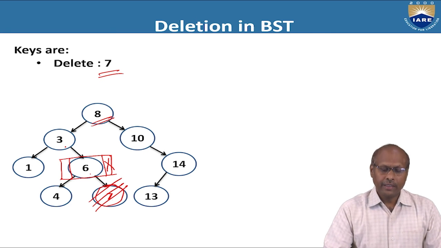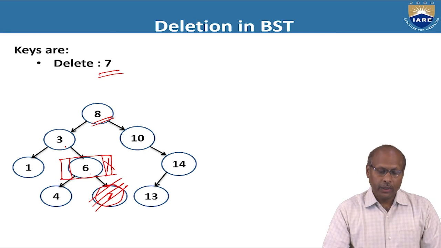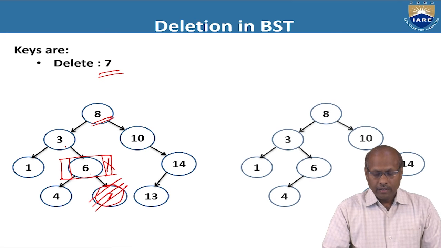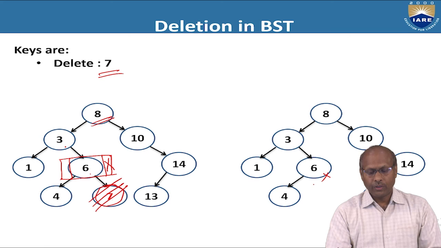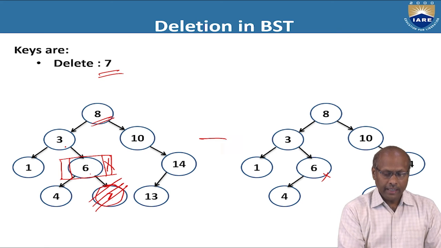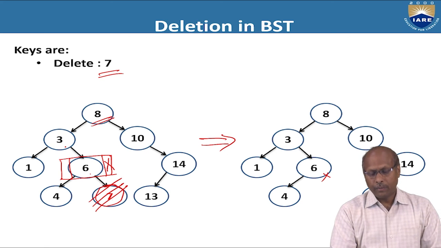So this is the way the nodes are deleted with 0 child. Similarly, assume you want to delete 7. After deleting 7, this is the final tree. So after 6, there is null. So this is the original tree and the final tree, because now 7 is no more.